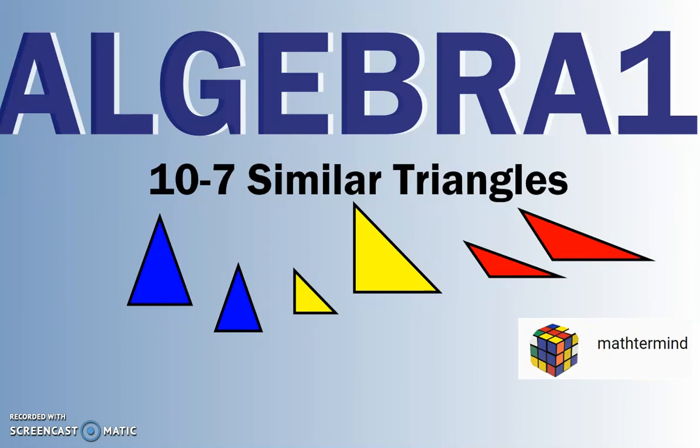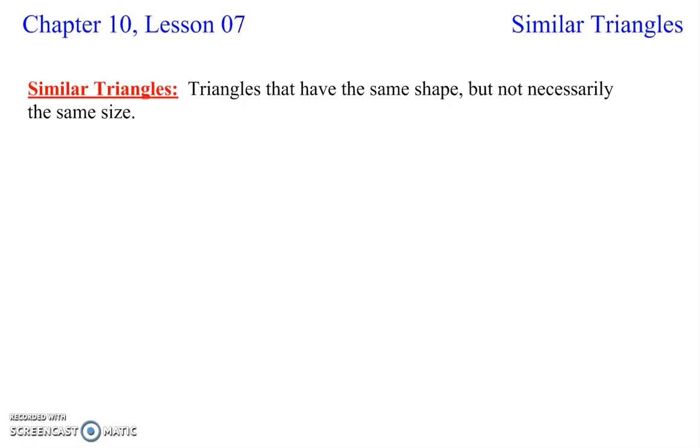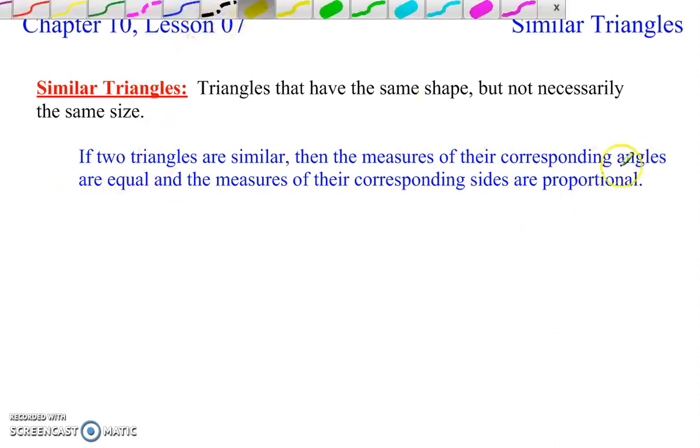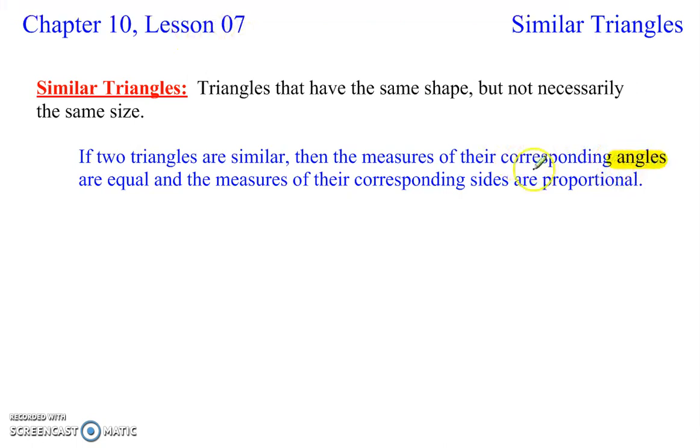We are talking about 10-7 similar triangles. Similar triangles are triangles that have the same shape, but not necessarily the same size. So, if two triangles are similar, then the measures of their corresponding angles are equal. Okay, important, highlight this, write this big and bold. The angles are equal, and the measures of the corresponding sides are proportional. Angles are equal, sides are proportional. So it's same shape, not necessarily same size.